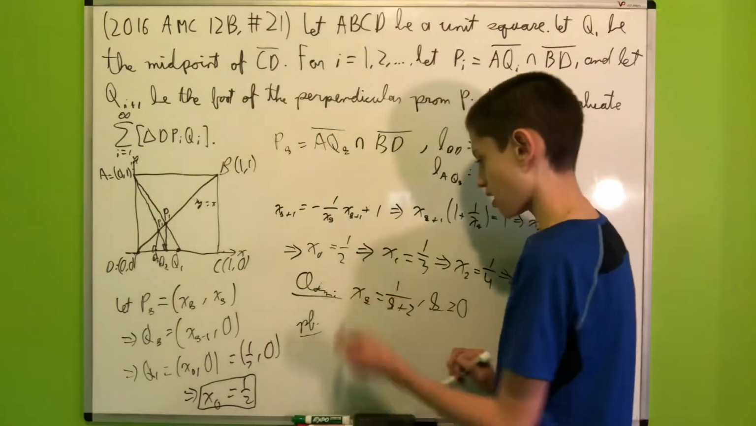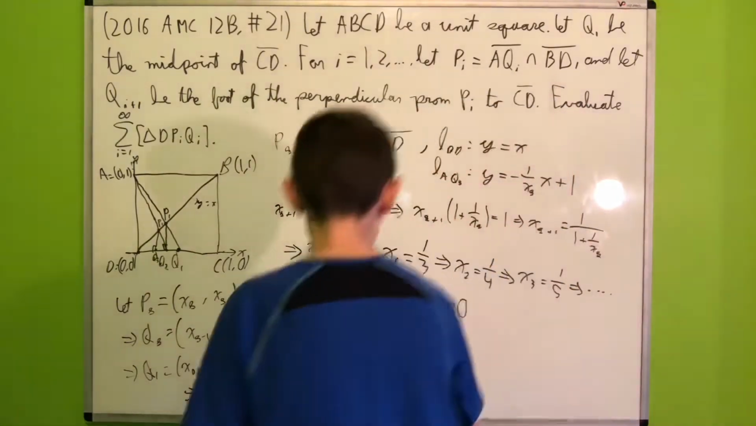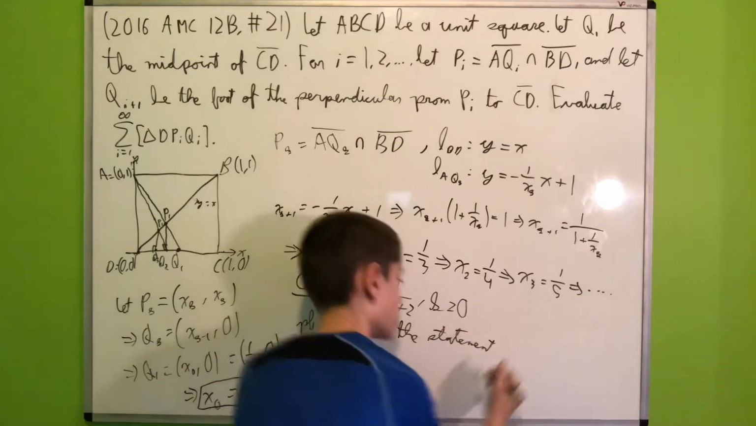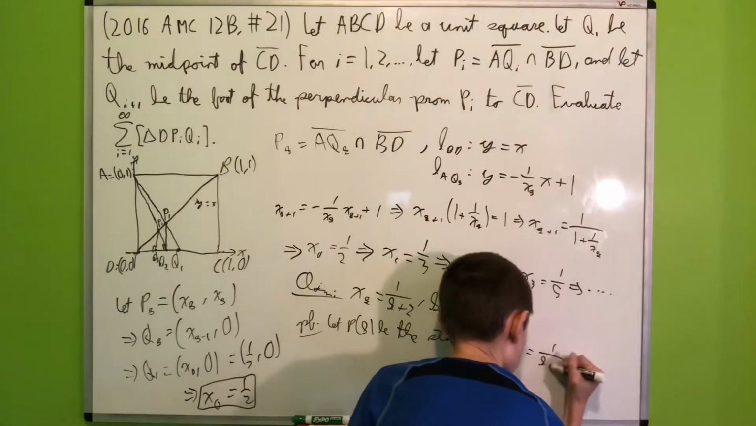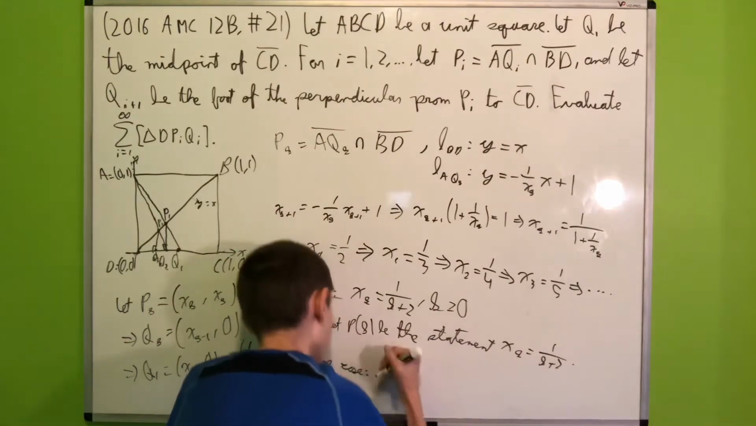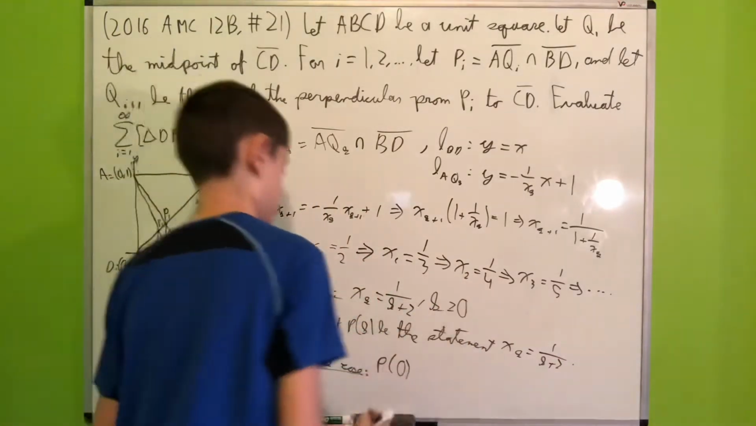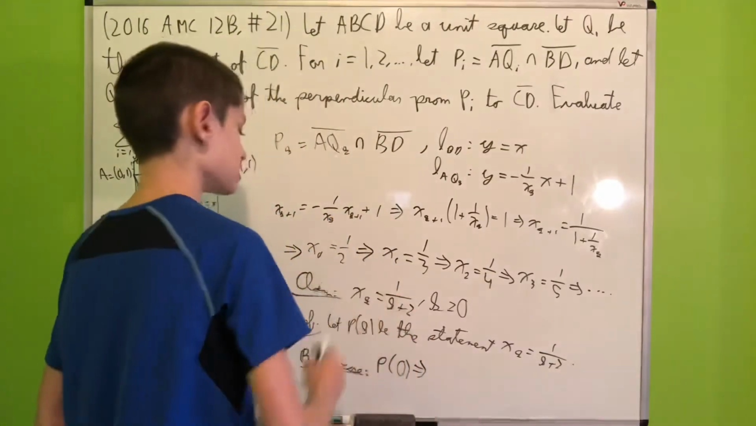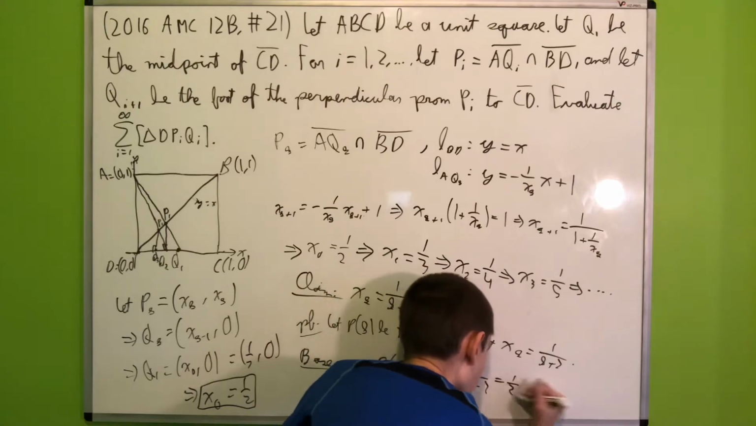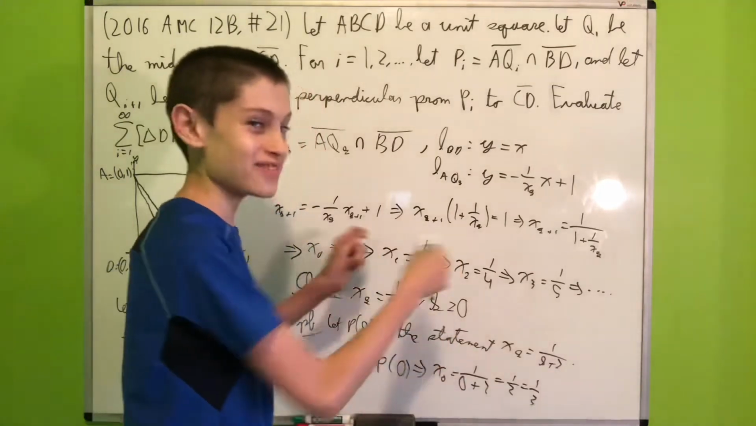Okay, so for our proof, let P(k) be the statement, our statement xk equals 1 over (k plus 2). So for our base case, we have P(0). Well, that's our first case, so that's our base case. And if we plug in 0, we get x0 is equal to 1 over (0 plus 2), which is 1/2, which is obviously equal to 1/2. Obviously, that's really trivial. 1/2 is equal to 1/2.